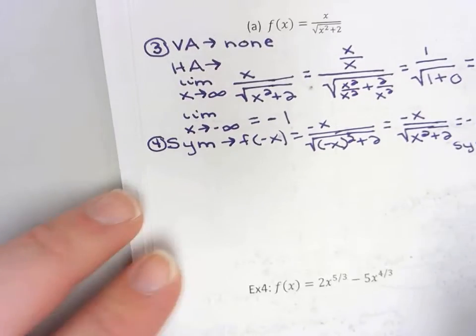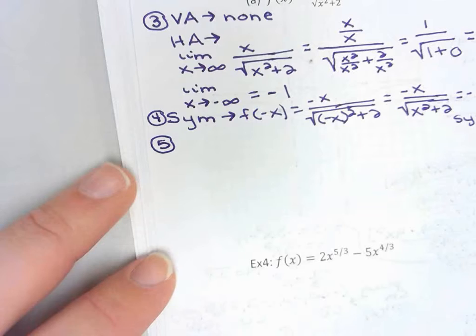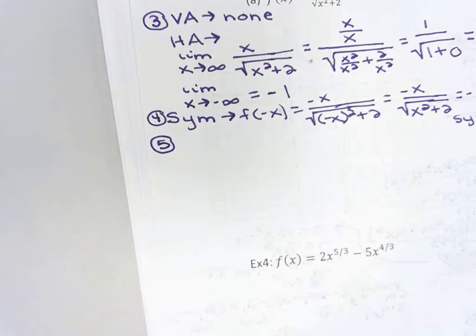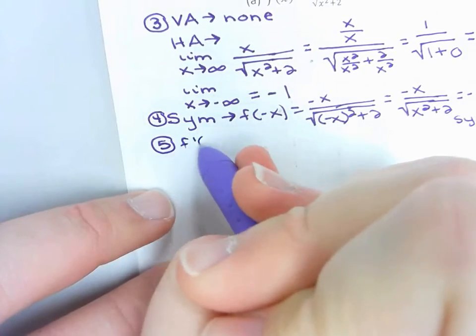Okay, let's look at number 5. That's when we start finding my max and mins, critical points, increasing, decreasing, which is all included in the first derivative set equal to 0. So let's take the first derivative.